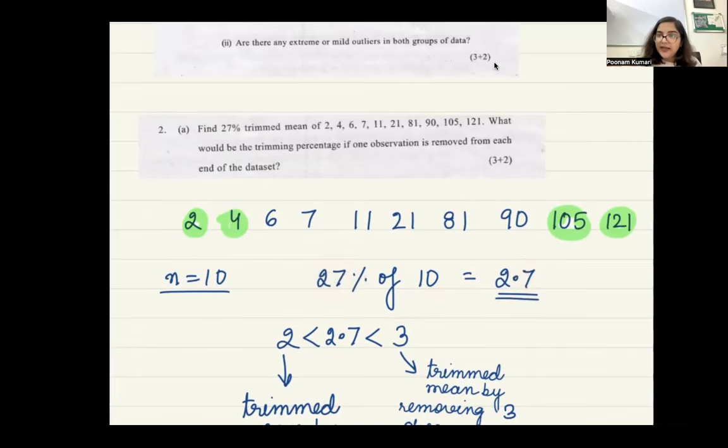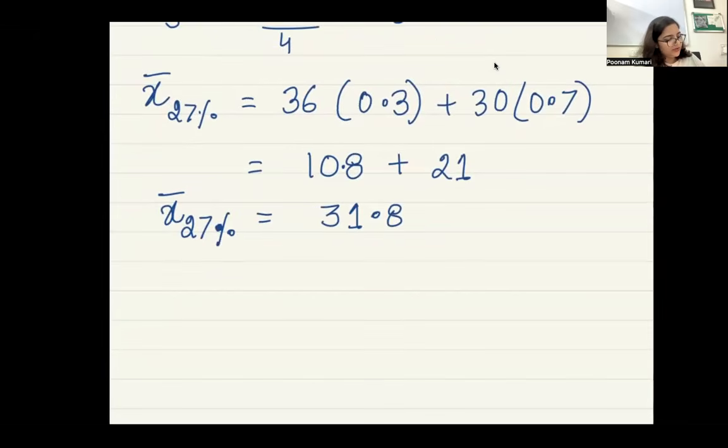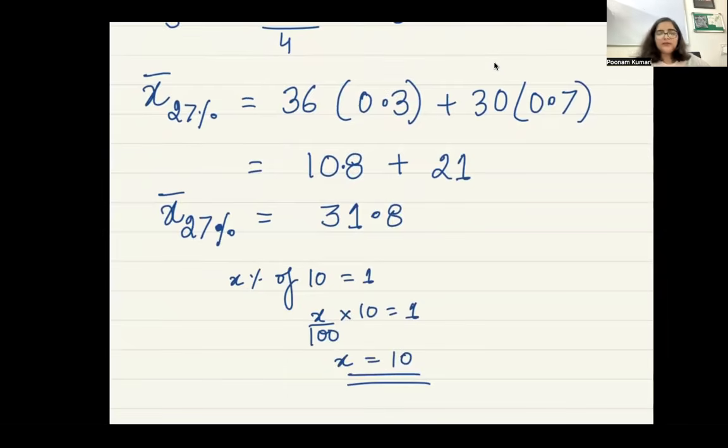So what percentage should I have of the trimming so that that percentage of 10 should be 1? So what percentage of 10 is 1? So basically, x% of 10 is 1. So what does that mean? X divided by 100 times 10 is equal to 1. Yes. So what is x? 10? Yes or no?